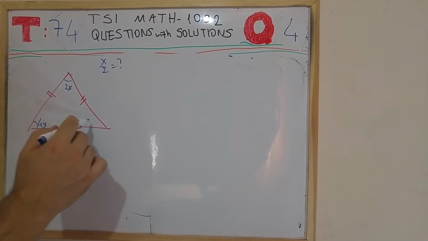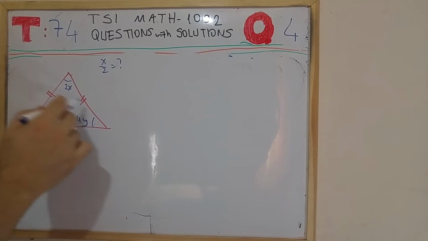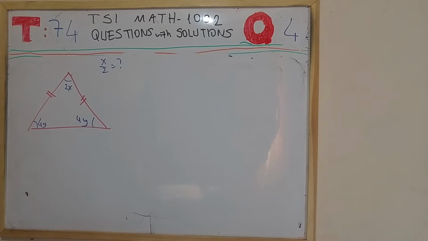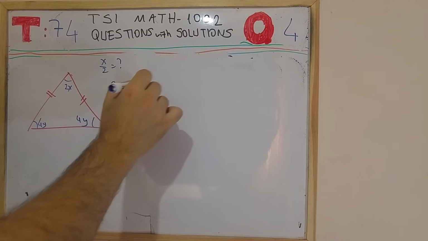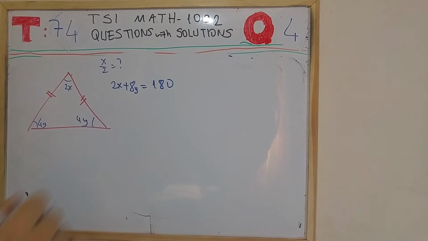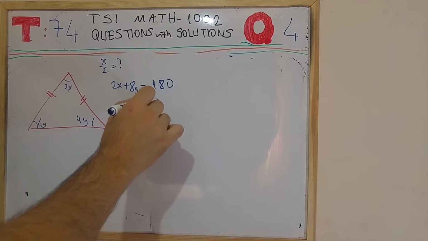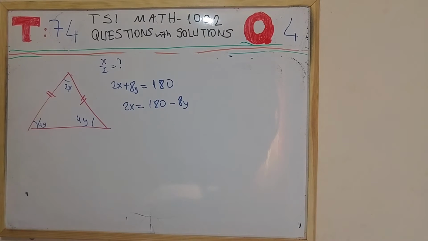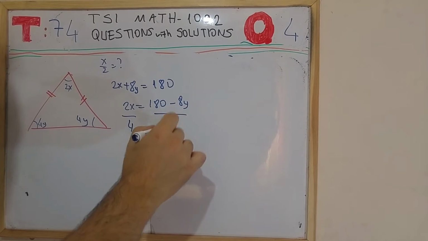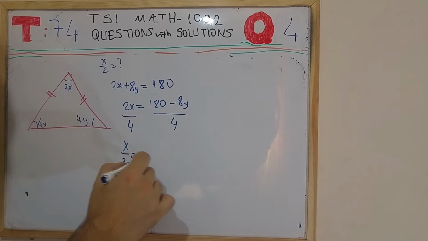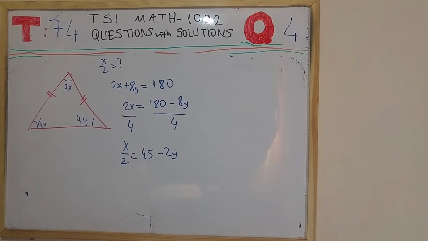According to the given, this angle here also must be equal to 4y, because these two sides are equal and we have an isosceles triangle. So what I have is 2x plus 8y, say, is equal to 180. So 2x is equal to 180 minus 8y. What they are asking me is x over 2, so I need to divide each side by 4. So I get x over 2 is equal to 45 minus 2y.